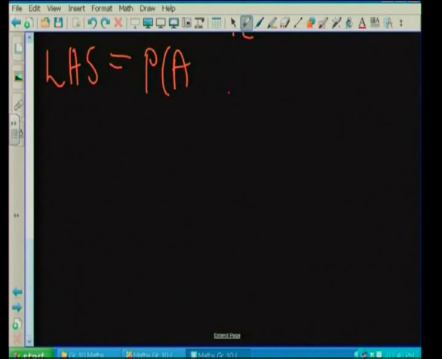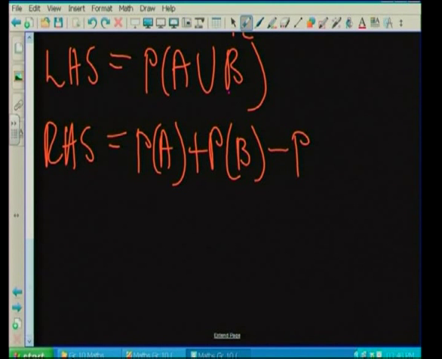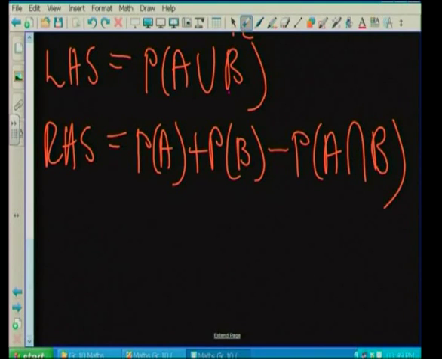Guys, I'm just quickly going to summarize this for you. If you want to prove that events are inclusive, go with left-hand side equals the probability of A or B. Calculate that. Then say the right-hand side is the individual probability of the one plus the individual probability of the other minus the probability of the intersection. And if those two things are the same, my events are inclusive. If those things are not the same, then my events are not inclusive.